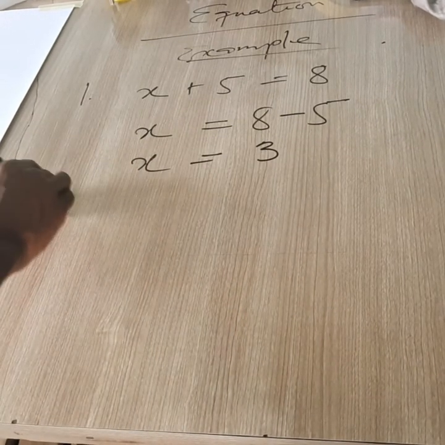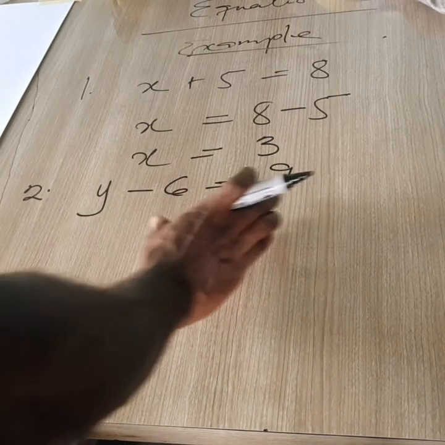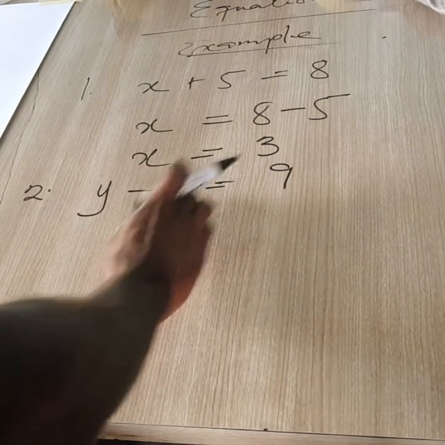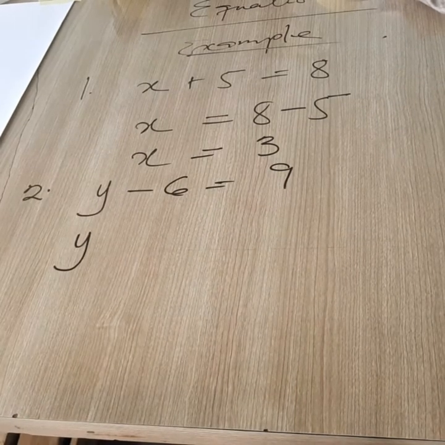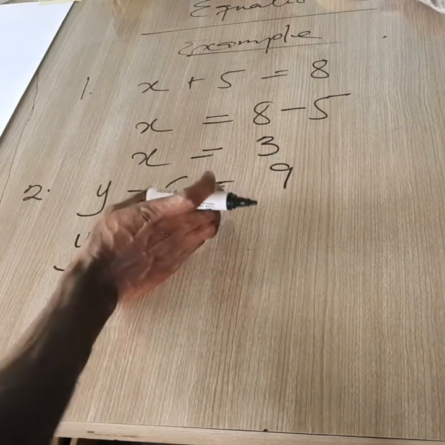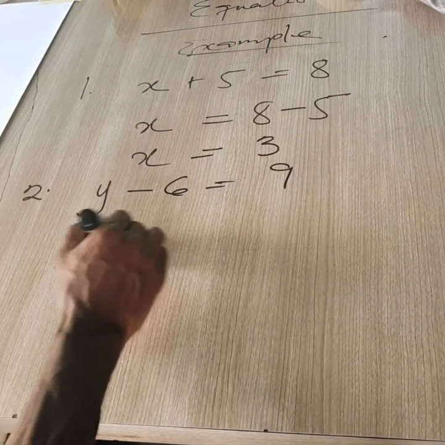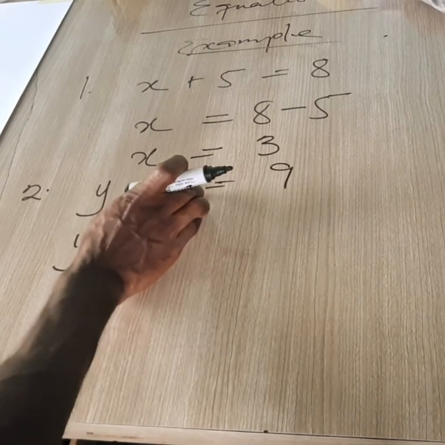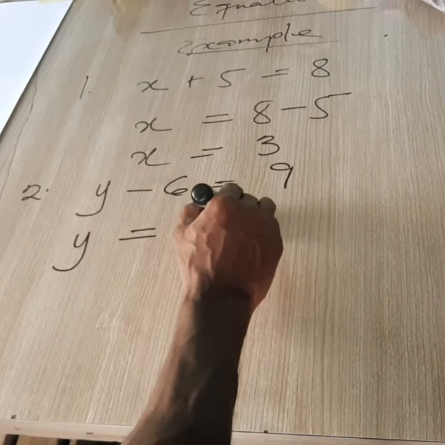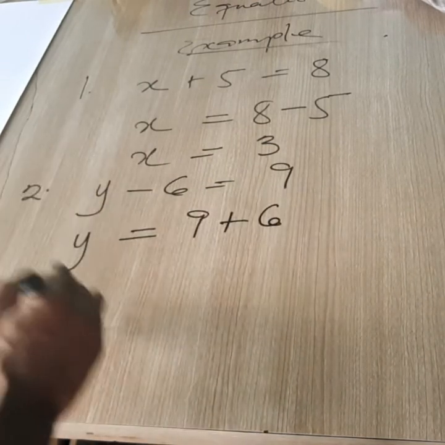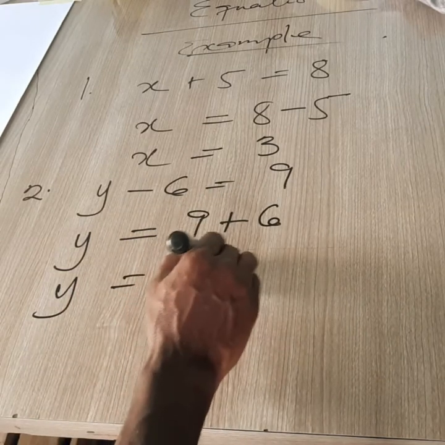Let's try another question. Now in this question, we have y minus 6 equal to 9. Here, we still maintain the variable y because we are not moving it. We group the 6 and the 9 to one side. So we have y equal to, 6 moves. So we keep the 9, then the 6 changes its sign to plus 6. So we now have y equal to 9 plus 6, which gives us 15.